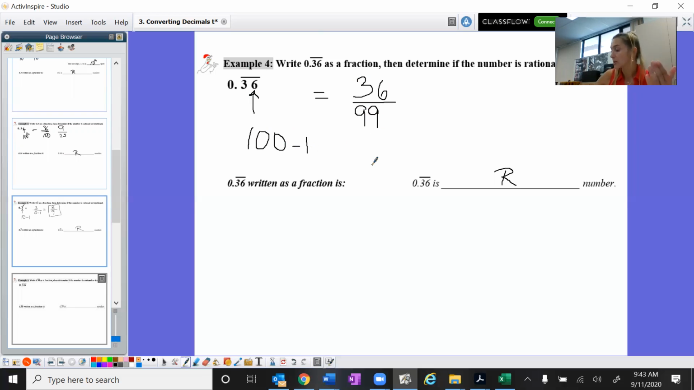Now we're going to see if we can simplify it. So 36 over 99. So I go 36, this is my fraction, ABC, over 99.